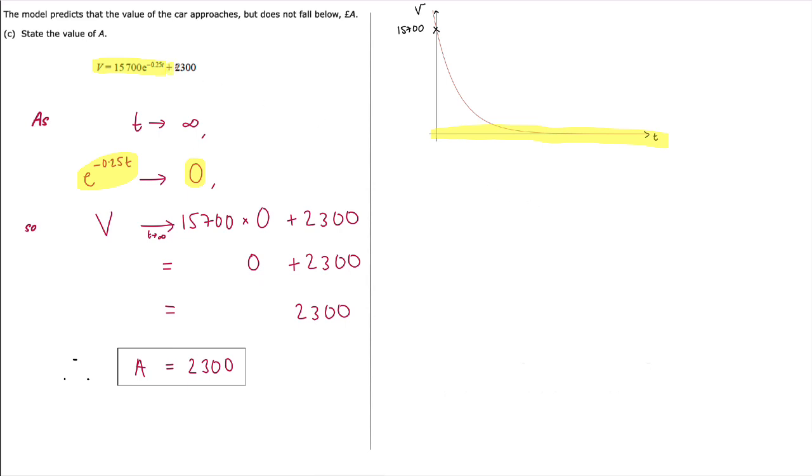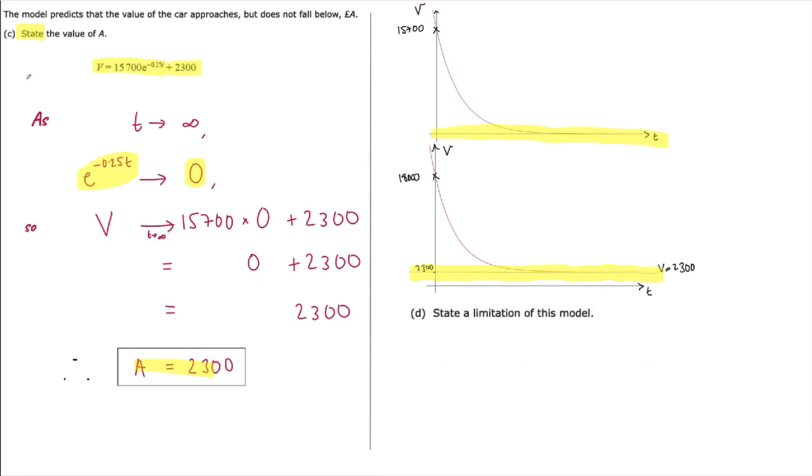If we now add 2,300, the entire graph gets translated upwards by that amount. So this horizontal asymptote gets shifted upwards to this point. So you can see that this is the value that the car approaches but does not fall below. Hence, once again, a equals 2,300. Once you're confident, this kind of question can be answered almost in an instant. That's why it says the word state in this problem.